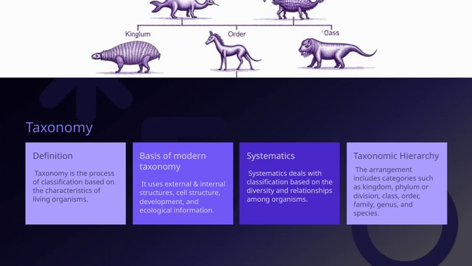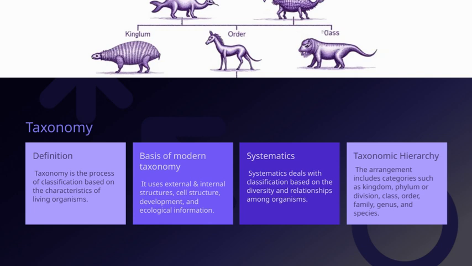Let's take a closer look at how we categorize living organisms. The arrangement includes categories such as kingdom, phylum or division, class, order, family, genus, and species. These categories form what we call the taxonomic hierarchy, which helps us organize and understand the diversity of life on Earth. Systematics is the branch of biology that deals with this classification process.